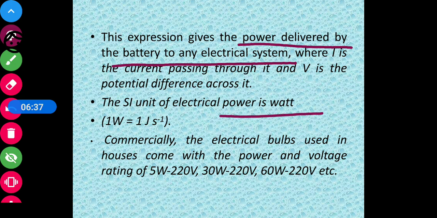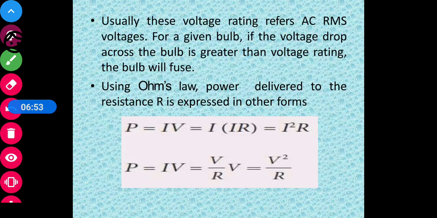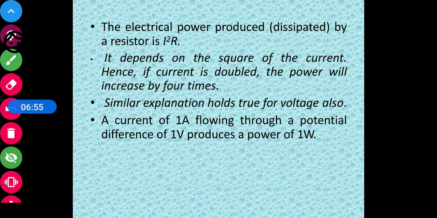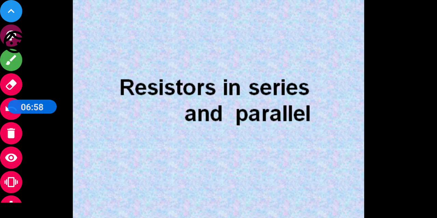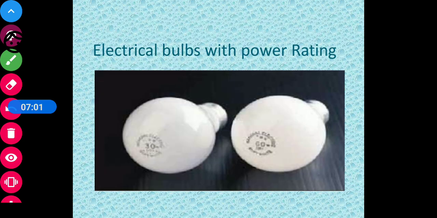The unit of electric power is the watt. 1 watt is 1 joule per second. Commercially, the electrical bulbs used in houses come with a power rating such as 5 watt, 220 volt, or 30 watt, 220 volt, and so on. In houses you have seen that something is written on the bulbs, such as 60 watt, 220 volt, or 40 watt, 220 volt. This is known as the power rating.